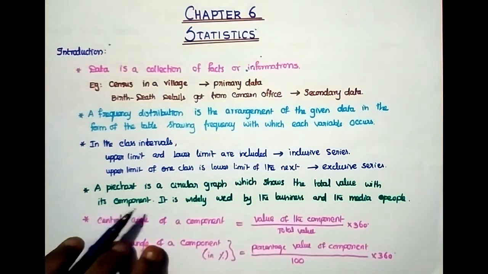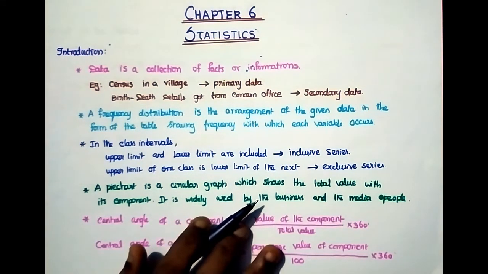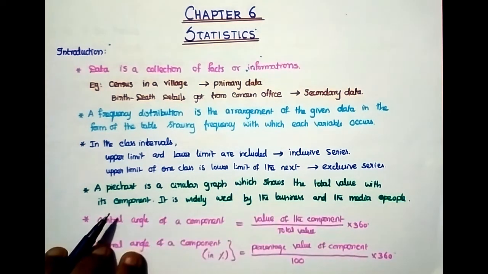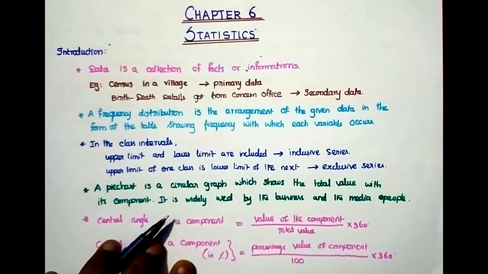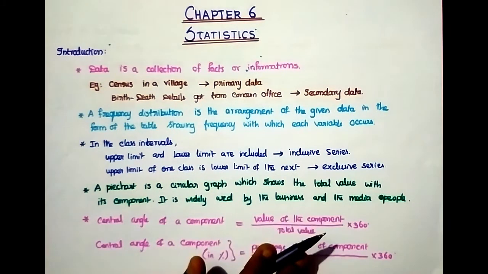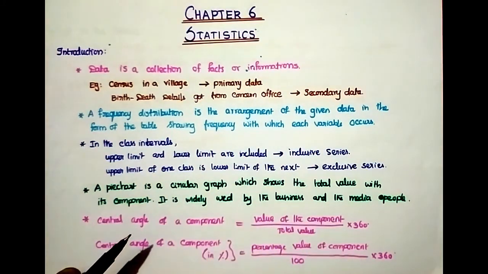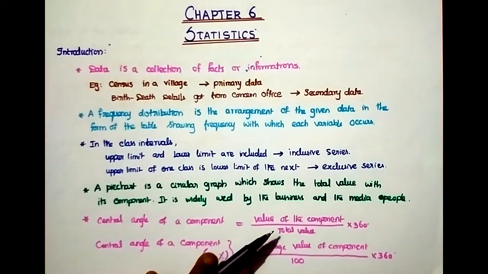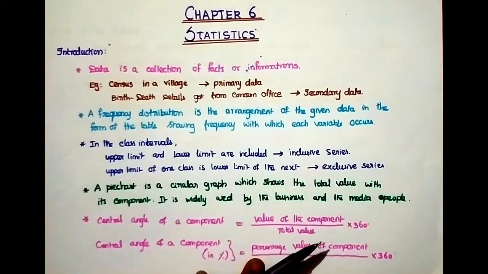And then a pie chart is a circular graph which shows the total value with its components. It is widely used by the business and the media people. Central angle of a component equals value of the component divided by total value into 360 degree. Central angle of a component in percentage means percentage value of component divided by 100 into 360 degree. This is the formula we have to use to find out the central angle. Now let me see the exercise sums.